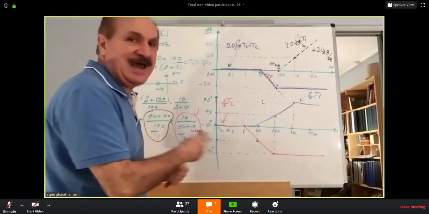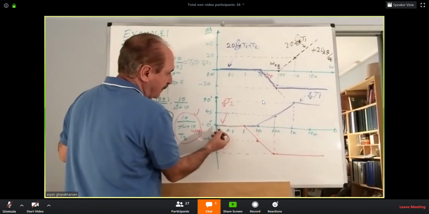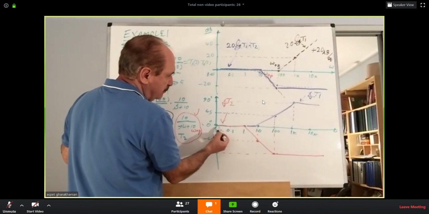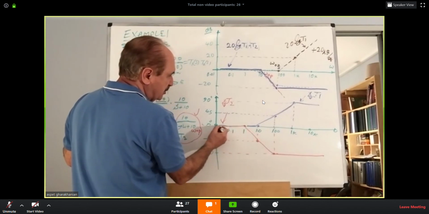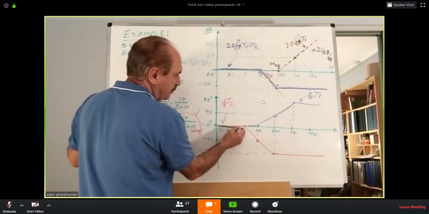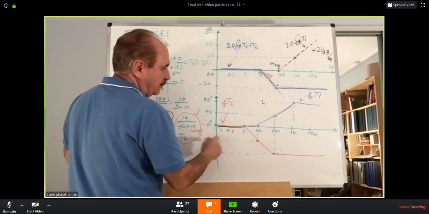Now we need to add these two lines together. Okay, here's how you will add. In the interval from lowest frequency all the way to 1, it's going to stay 0 because the blue and the red both have 0 band.